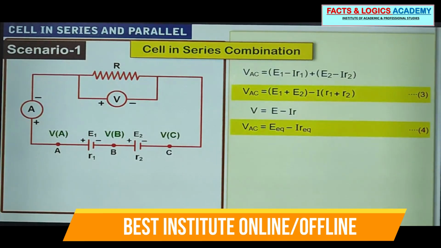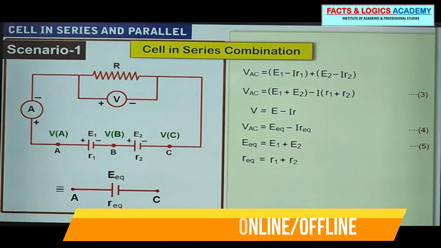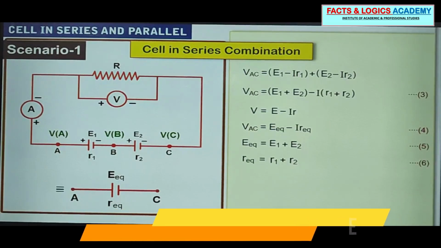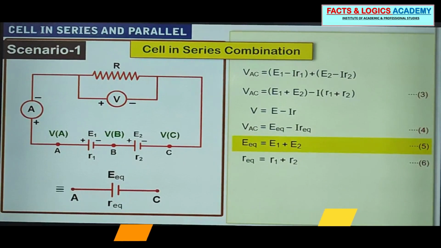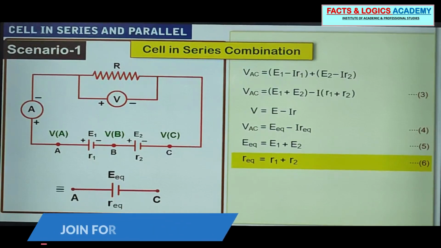Comparing equations 3 and 4, we can write EEQ is equal to E1 plus E2. Let us label it as equation 5. REQ is equal to R1 plus R2. Let us label it as equation 6. Equation 5 is used to calculate the equivalent EMF of the series combination of two cells. Equation 6 is used to calculate the equivalent internal resistance of the series combination of two cells.